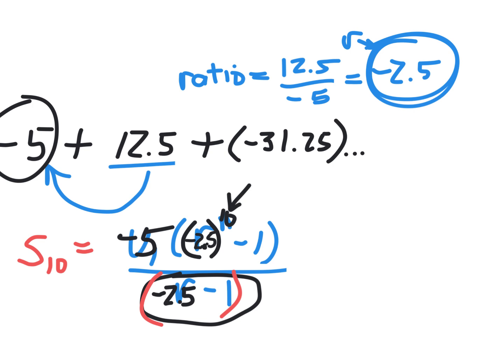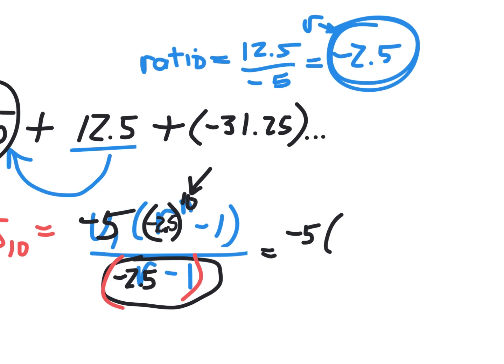Okay, so negative 5. Negative 2.5 to the 10th. That's going to be huge. Now, the fact that it's in parentheses totally matters. If you don't put the parentheses on this, you'll get a different answer, because in one case it's negative, in one case it's positive. You need the parentheses.